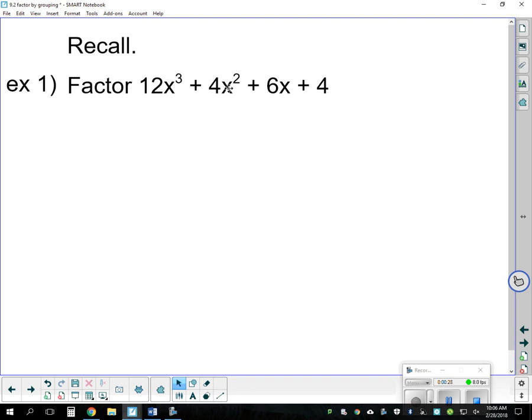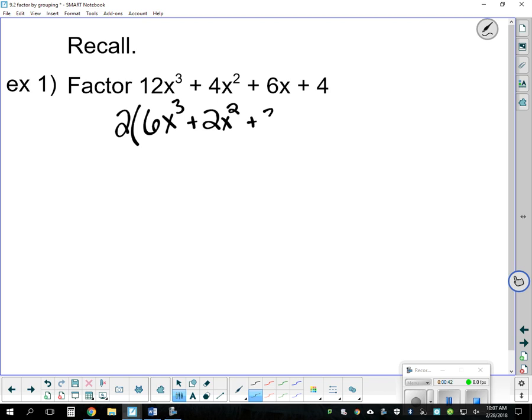So if I look at all of my terms here, you might first notice that you could take a 2 out. So let me do that. Well, if I take the 2 out, then I'm left with 6x to the third plus 2x squared plus 3x plus 2, because really all I'm doing is just dividing each of these terms by 2.